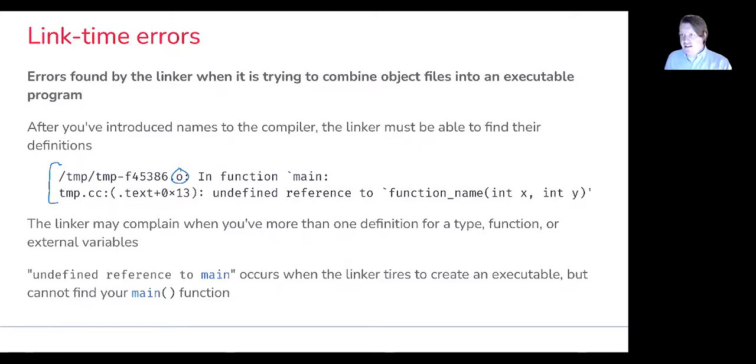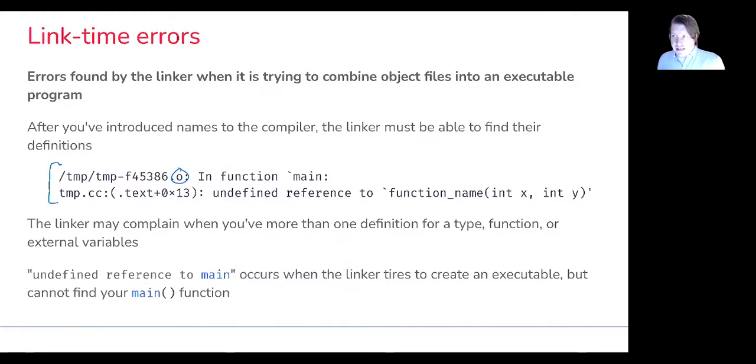If you see these link time errors, do ensure that you've provided each of the source files that are required to this Clang compiler. Because a lot of times you'll forget, you'll only include, say, main.cc when you also needed main.cc and utilities.cc or whatever source file in which, in this case, function_name was defined.